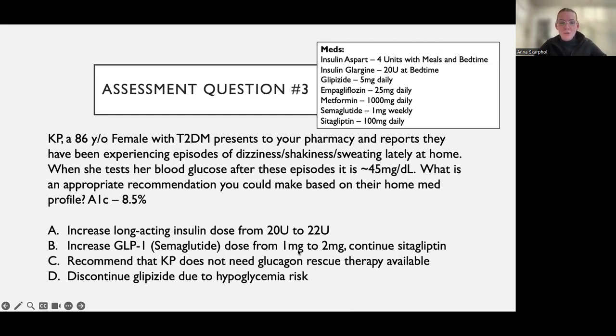Just a little fun fact, I threw B as an answer in there. This patient is on both semaglutide and sitagliptin, which doesn't make a lot of sense. It's a duplication of therapy, but I actually ran into a patient on my rotations who was on both of those medications at the same time. So it's important to always be assessing a patient's medication profile and making sure that everything makes sense. If we were really going to tailor this patient's therapies, we'd probably cut down their insulin or maybe stop glipizide altogether. Might not be the best medication for an 86-year-old female. So there's a lot of things you could do to help tailor their therapy.